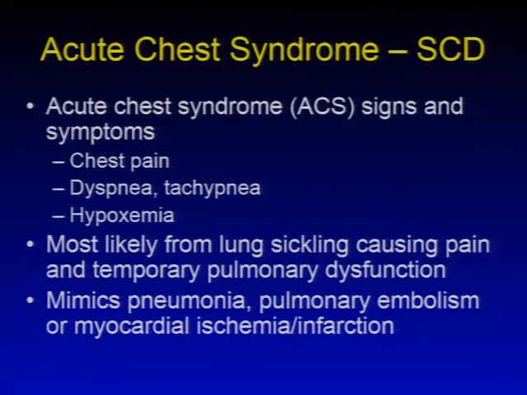The signs and symptoms include chest pain, dyspnea, tachypnea, hypoxemia, and this happens when there is sickling of red blood cells in the lung circulation, in the pulmonary circulation, causing pain and also temporary pulmonary dysfunction. The difficulty with acute chest syndrome is it can mimic pneumonia, sometimes pulmonary embolism, sometimes myocardial ischemia or infarction as well. So it can be very difficult clinically to try to tease out and figure out what is going on in these patients.